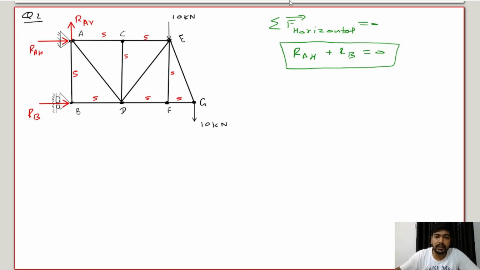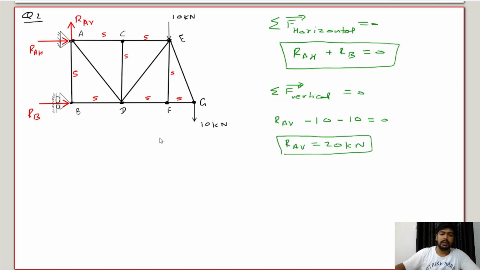Now we will take the summation of forces in vertical. So vertically there is RAV, 10 kilonewton and this one 10 kilonewton. So RAV is positive because we have taken this in positive y, and others are pointing towards the negative y, so I'm taking those negative. So from here RAV comes out to be 20 kilonewton.